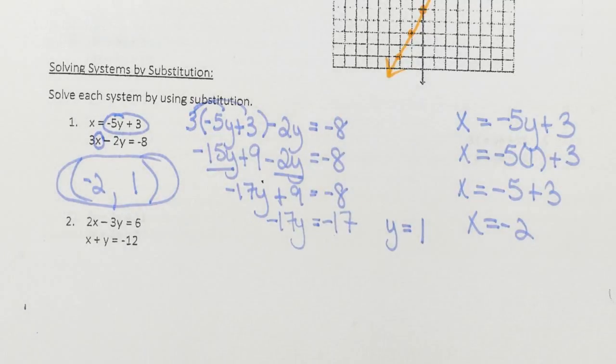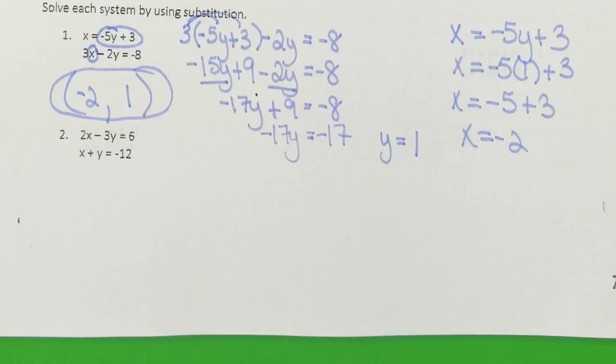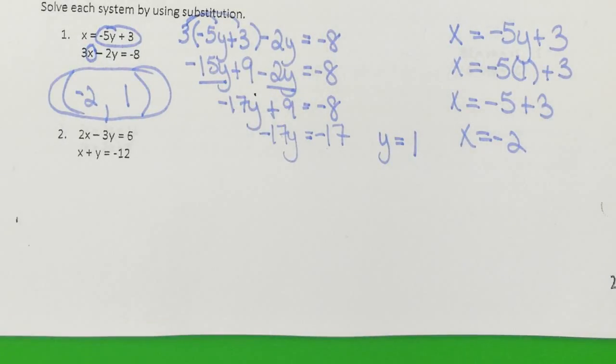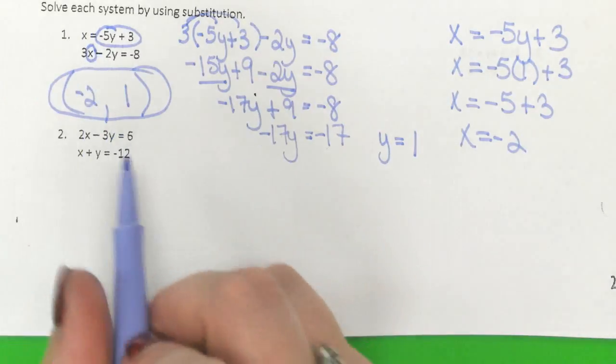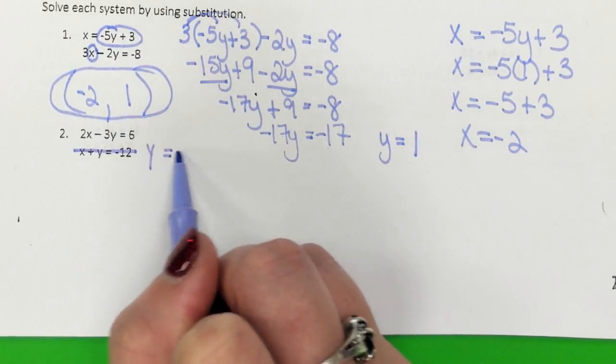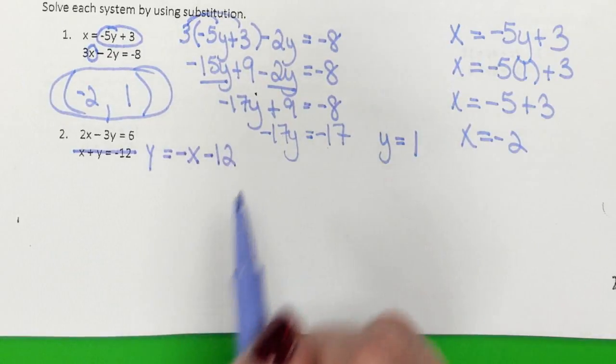Perfect. All right, let's look at number 2. Number 2, in order to use substitution, you have to have a letter by itself. Do we have a letter by itself? No. But I can make it have a letter by itself. Which one would be the easiest one? The top one or the bottom one? Bottom one. Pick one. It doesn't matter what letter we use. Which one? Y? Okay, let's do Y then. So let's see, that would become Y equals negative X minus 12.